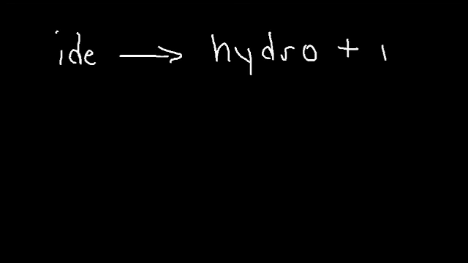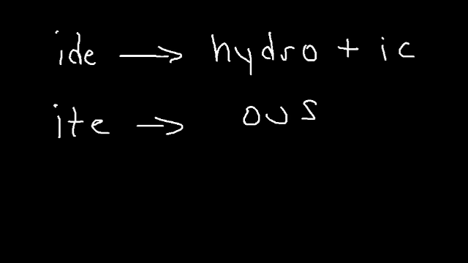Now let's talk about some rules for naming acids. If you have an ion that has the suffix ide, when you name the acid, it's going to have the prefix hydro and the suffix ic. The suffix ite is going to convert into the suffix ous for the acid. And the suffix ate is going to convert to the suffix ic. So let me show you what I mean.